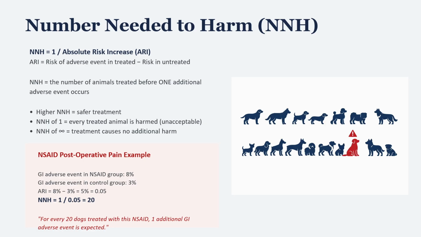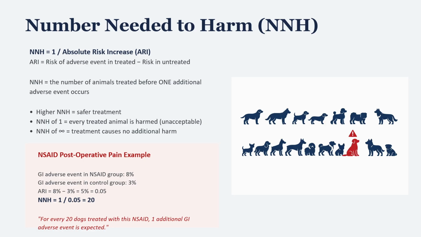Here's how you put NNT and NNH together. If the NNT for pain relief with the NSAID is 4, you need to treat 4 dogs to adequately control pain in 1 additional dog. And the NNH is 20, you need to treat 20 dogs before causing 1 additional GI adverse event. Then for every 20 dogs you treat, you're providing meaningful pain relief to about 5 dogs, 20 divided by 4, while causing 1 GI adverse event.